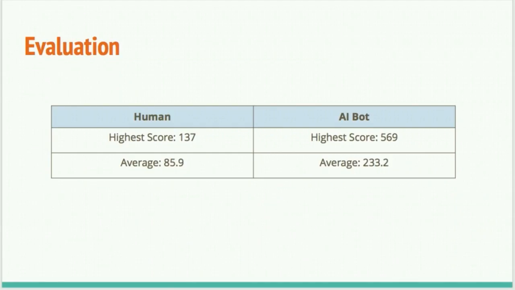After adding this human component, we ran the bot 100 times and had 10 different players play 10 times. And we got these results. The human average was 85.9, while our bot's average was 233.2. However, on occasion, the human beat the bot in the bot versus human pairup. Because of this, we decided to look into adding more heuristics to our penalty function.